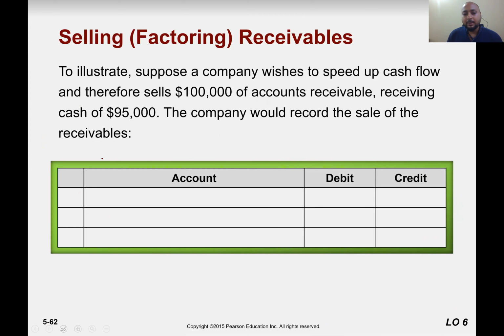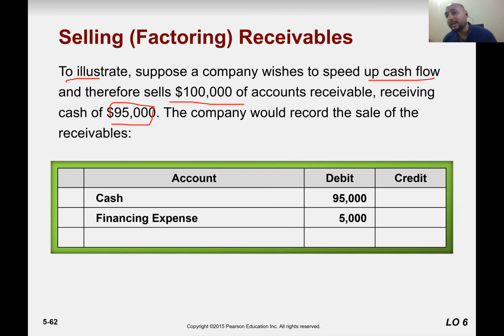So when factoring happens, what happens? Let's see the illustration here. Suppose a company wishes to speed up its cash collection. It sells 100,000 of accounts receivable and receives 95,000. 5,000 is the discount. We call this a financing expense, or factoring expense, against accounts receivable. In the case of Visa, this would become Visa charges. In the case of factoring, this will become factoring charges, and that's it, right?